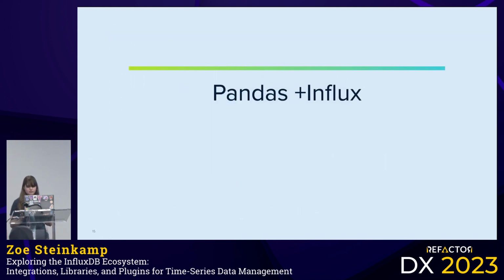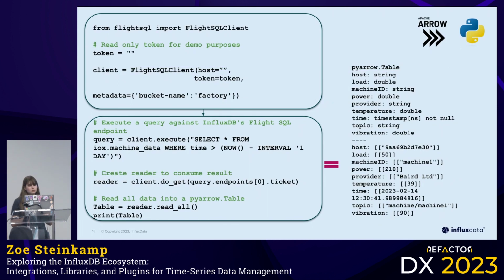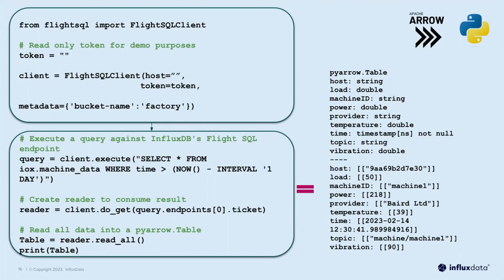Pandas plus Influx. Because we work with the Apache Arrow project, we use the Flight SQL client to hook up into our client libraries. What this one's doing here is we're using the Flight SQL client, feeding it a token that we get from InfluxDB from the website, and we're also giving it our bucket name. In this one, the bucket's name is factory.